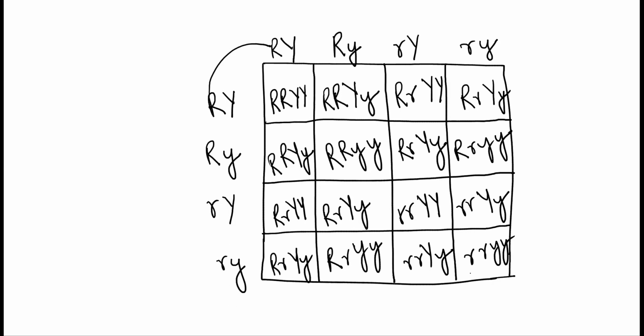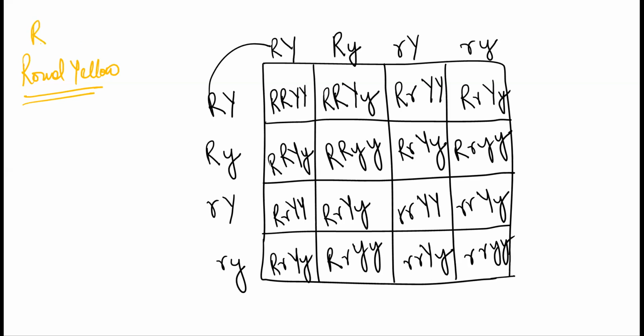Now you know what the round yellow is. For round yellow, round is dominant over wrinkled shape, so one capital R is enough for the round, and yellow is dominant over green, so one capital Y is enough to bring yellow color. Got it? So at least one capital R and one capital Y gives you round yellow. This is one.